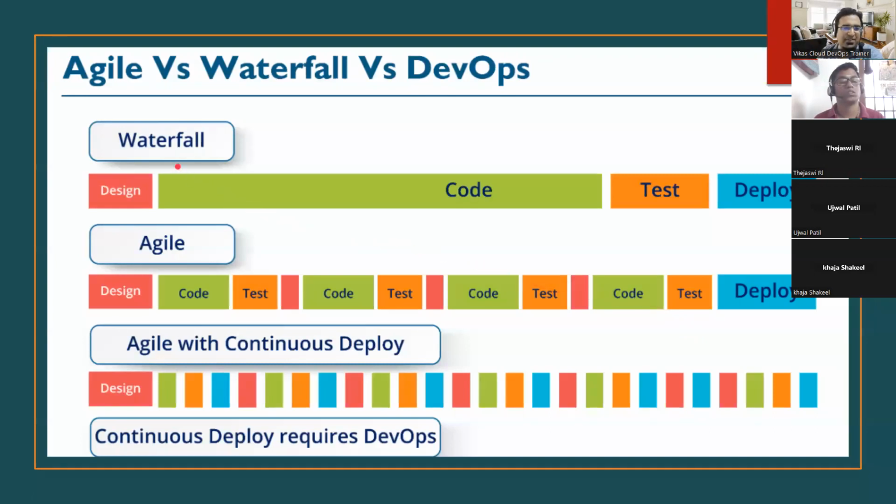Now, I want to explain some more other things. Earlier, 5 years back or 7 years back, when any application development was happening, they were using the waterfall model. What was happening in the waterfall model? Can anyone give me the answer? What is happening in the waterfall model?